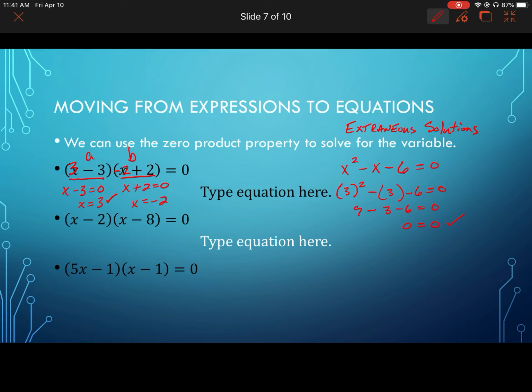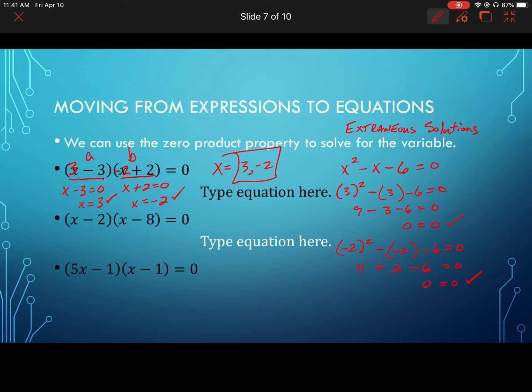That doesn't automatically disregard the other solution. We need to check that one too. So -2 squared minus a -2 minus 6 equals 0. Is that true? Well, 4 plus 2 minus 6 is in fact 0. So 0 equals 0 again. So guess what? -2 is also a solution. It's a valid answer. So I can just write both solutions separated by a comma, and this just indicates that 3 and -2 are both valid solutions to that quadratic equation.